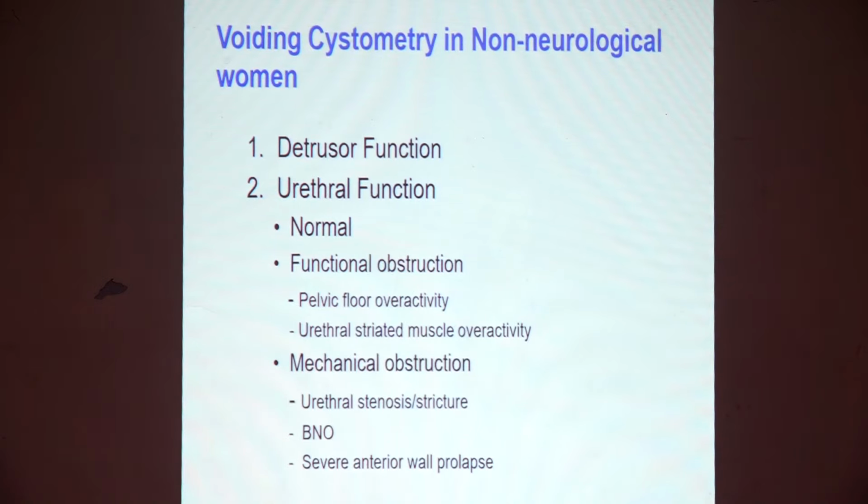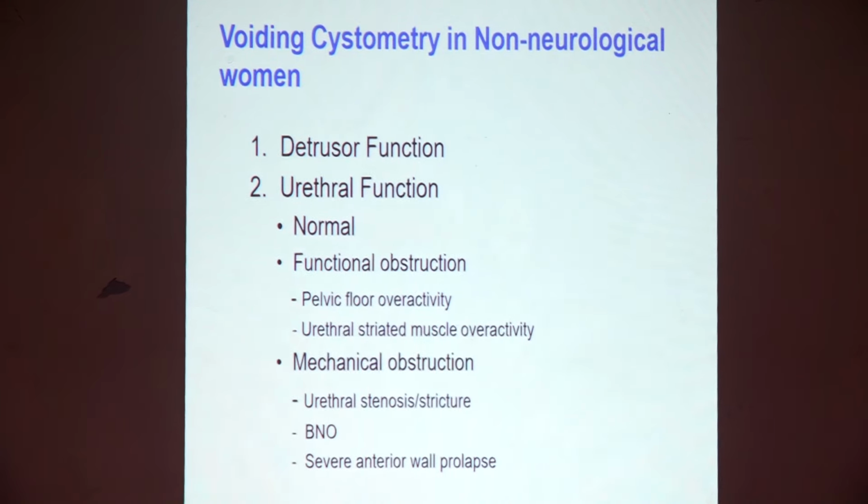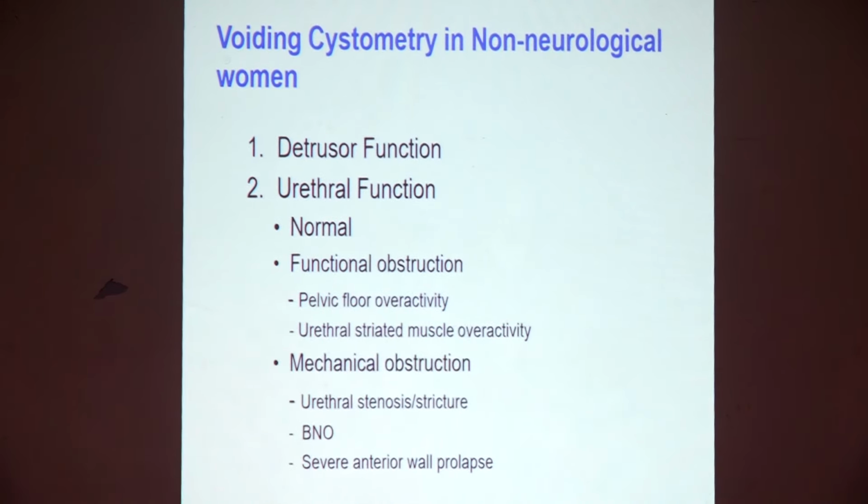In terms of urethral function, we're obviously looking for failure of relaxation or obstruction. So we can think about whether the urethral function turns out to be normal or whether there's obstruction. If there's obstruction, is there a functional obstruction in the sense that the urethra looks normal but it doesn't work properly during voiding? Now that can be due either to pelvic floor overactivity or urethral striated muscle overactivity. There may be a mechanical obstruction, urethral stenosis, stricture.